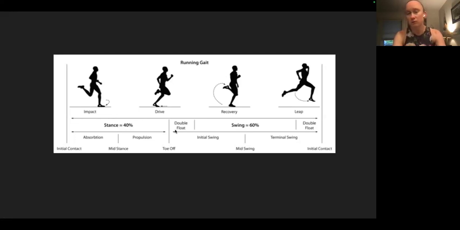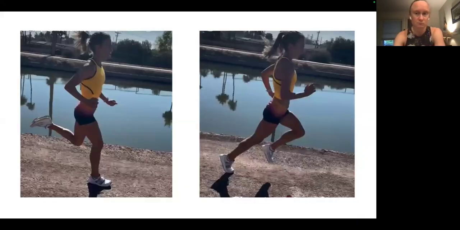Don't get me wrong, things can happen in swing phase too, but the stance phase is when we are on the ground. That's when our muscles are having to absorb the force, and this is where most injuries occur. And so that's why we spend a lot of time, especially in the rehab and physical therapy world, talking about stance phase and mid stance in particular.